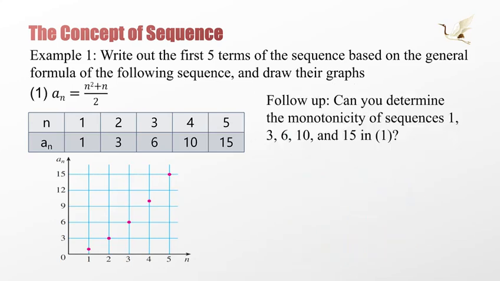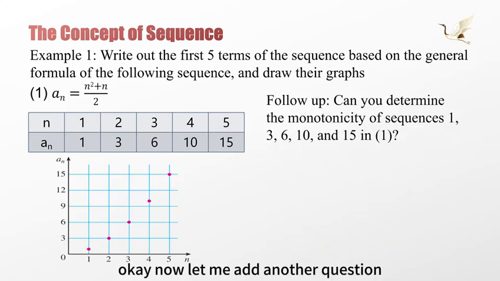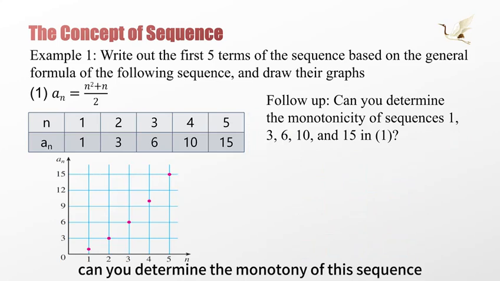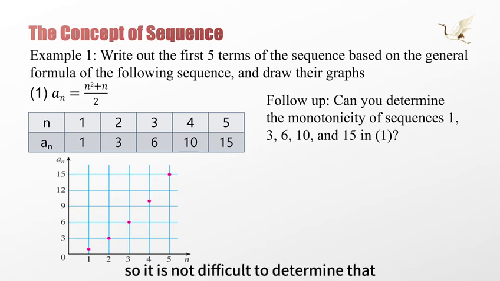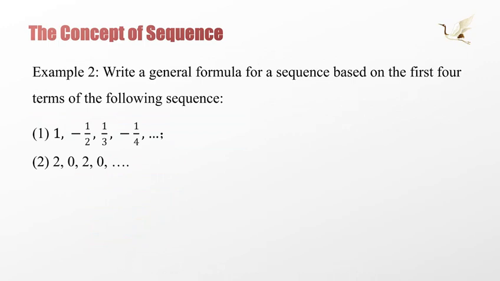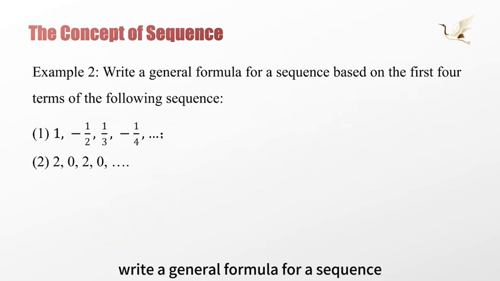Okay, now let me add another question. Can you determine the monotonicity of this sequence? Starting from the second term, each term is greater than its previous term, so it is not difficult to determine that this is an increasing sequence. Let's take another look at example 2. Write a general formula for a sequence based on the first 4 terms of the following sequence.